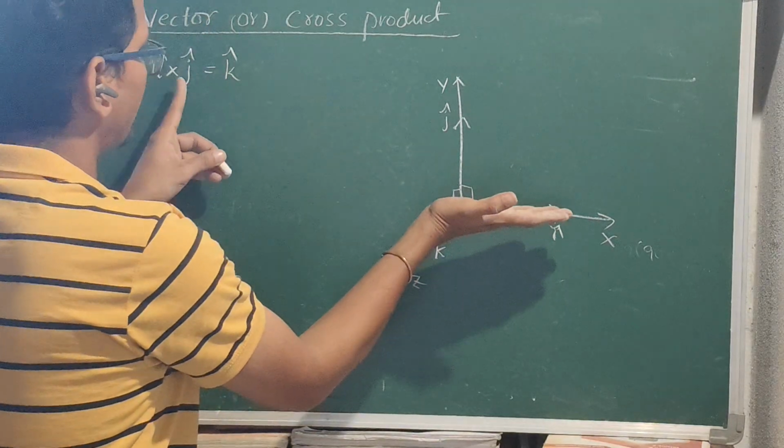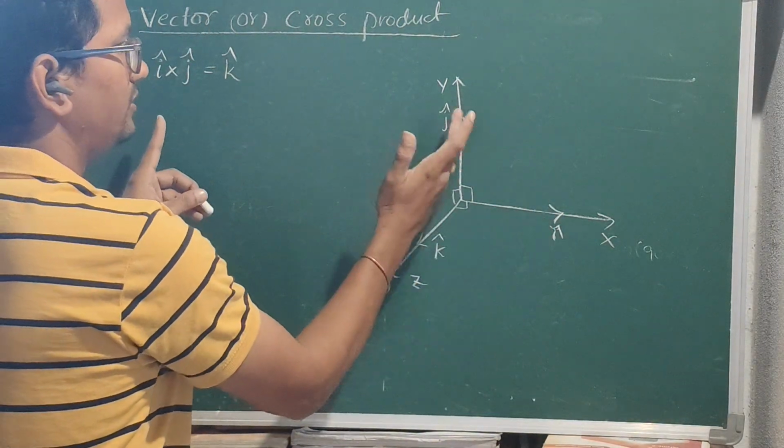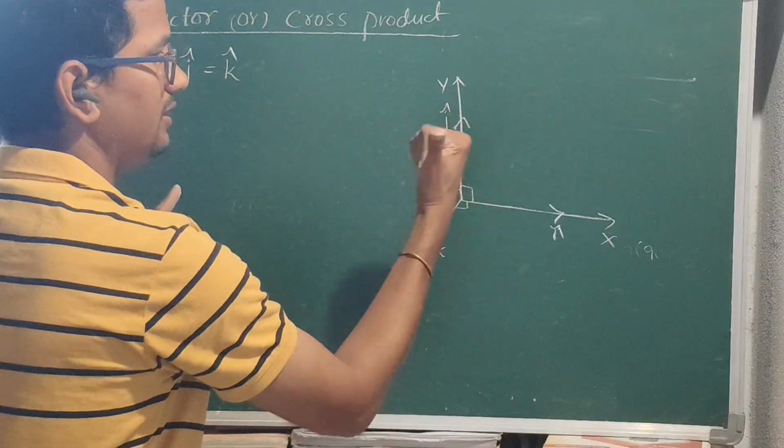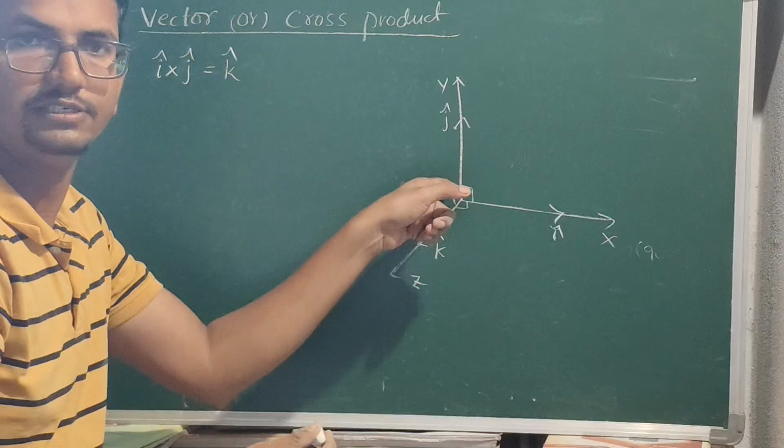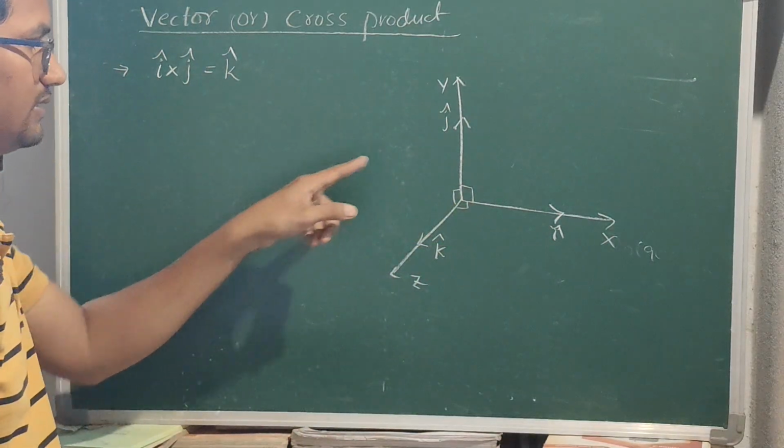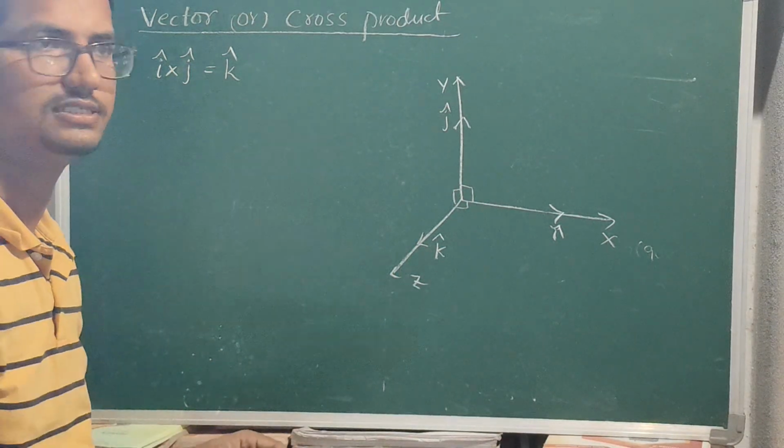First, i cap cross j cap. It can be shown outside. This is the positive z axis. Inside is the negative z axis. This is the negative x axis. This is the negative y axis. Are you able to understand?